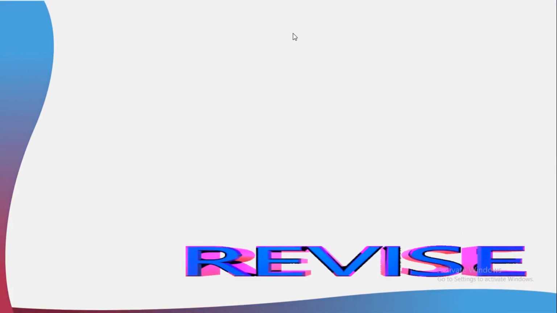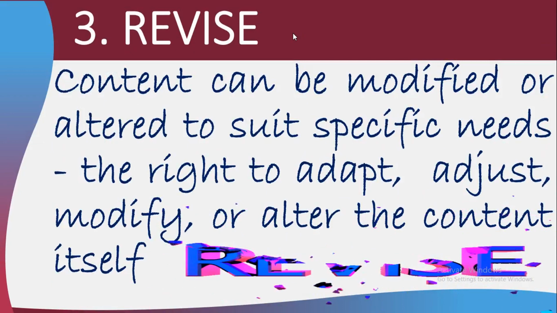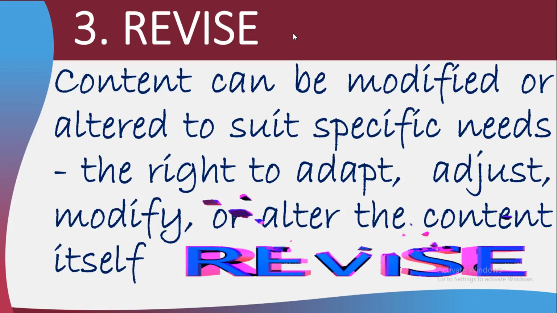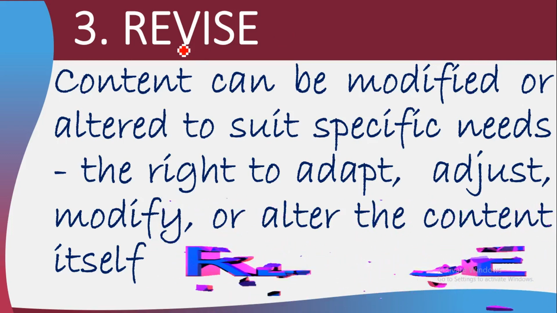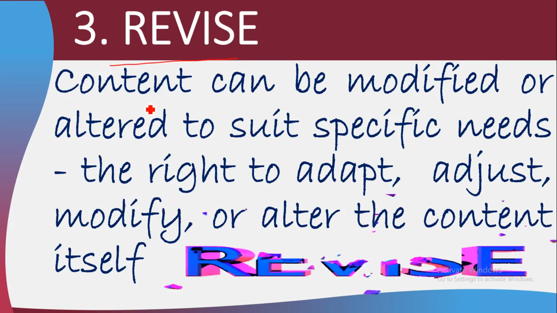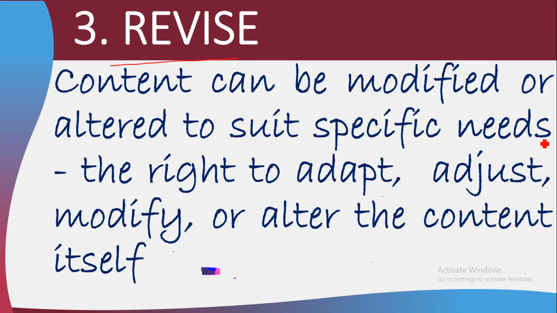The third R says revise. So content can be modified or altered to suit the specific needs. For example, if I have provided you with a Word file or a PDF file, and if you feel that this content is very boring and I want to create a presentation for that content, you can do it under the category of revise. So the content can be modified, the content can be altered to suit the specific needs, the right to adapt, adjust, modify or alter the content itself.